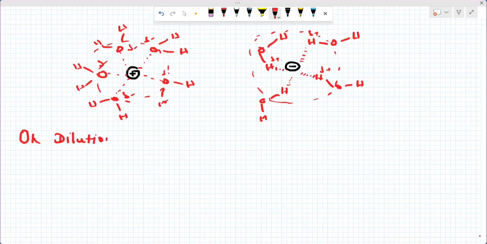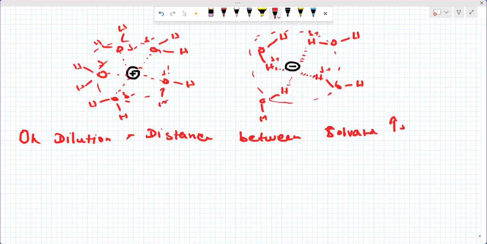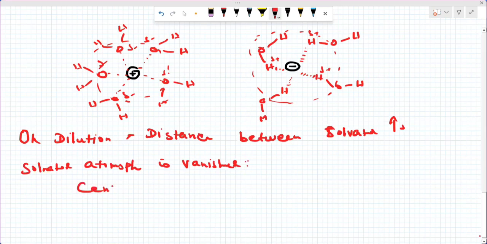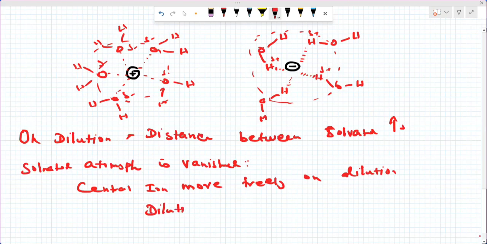On dilution, the distance between the ionic spheres increases. It means the solvated atmosphere is vanished, therefore the central ion moves freely on dilution. It means dilution increases the molar conductance of which electrolyte?